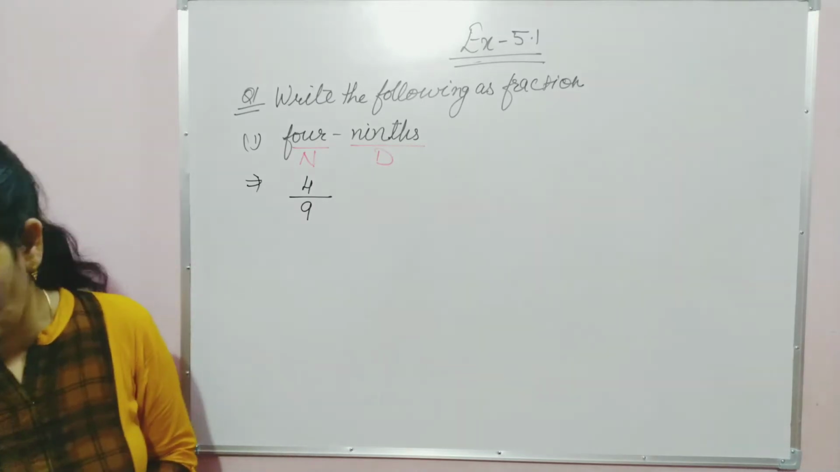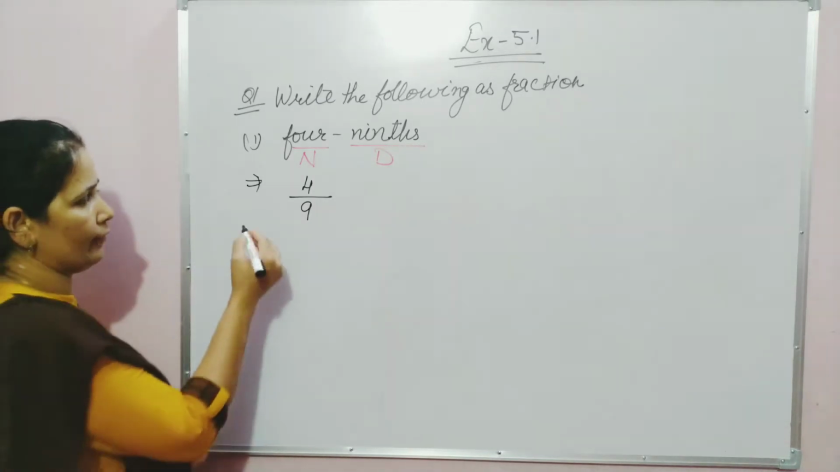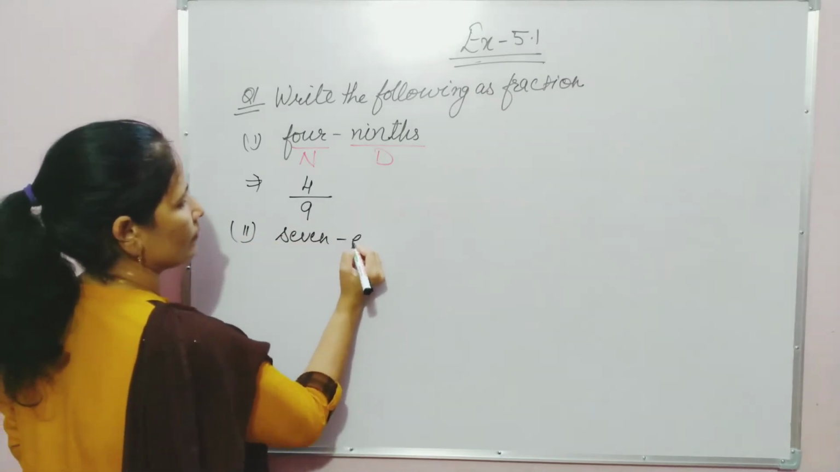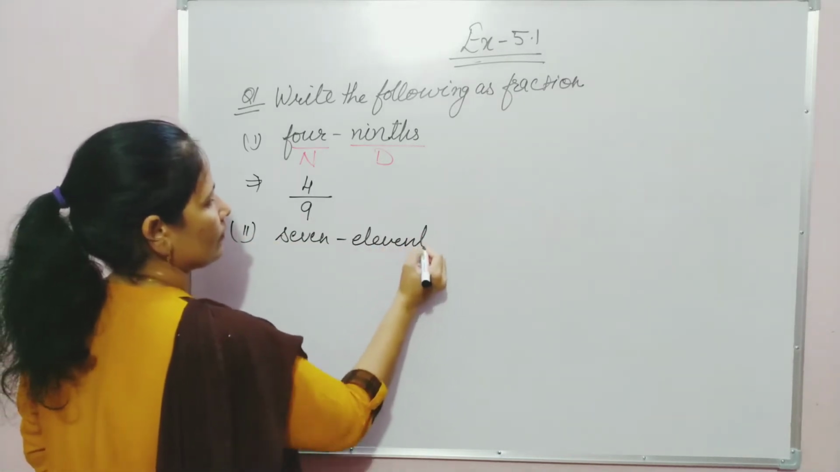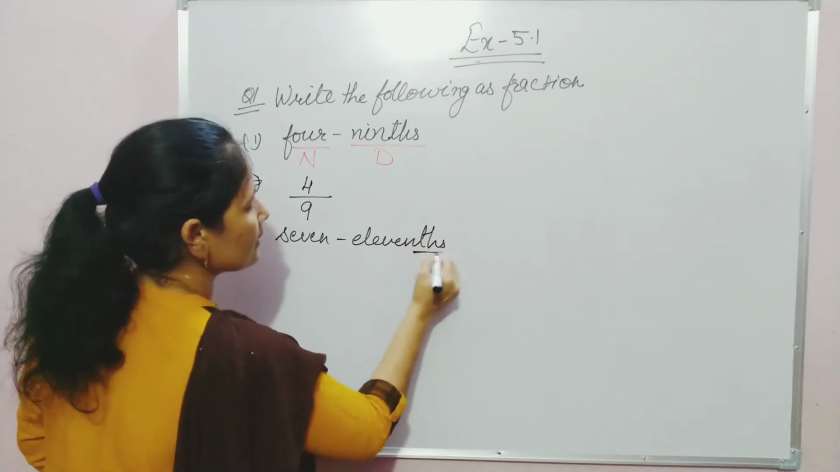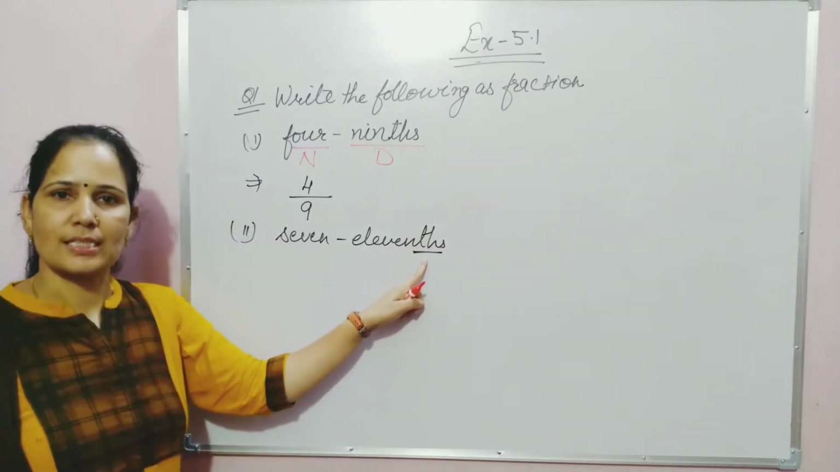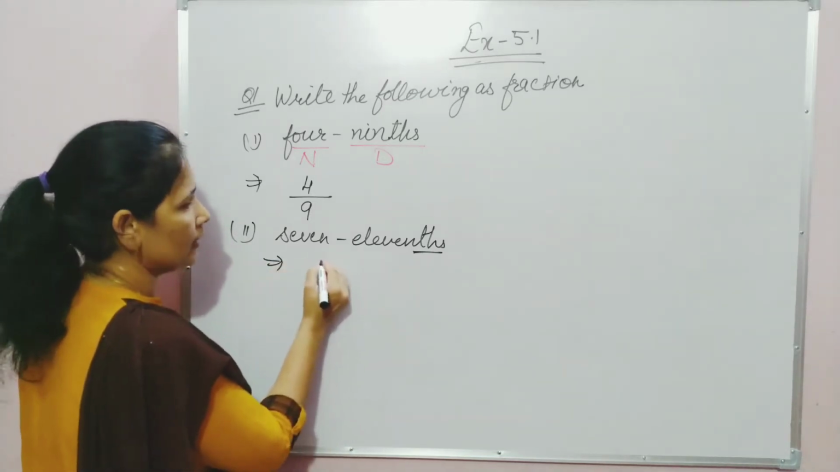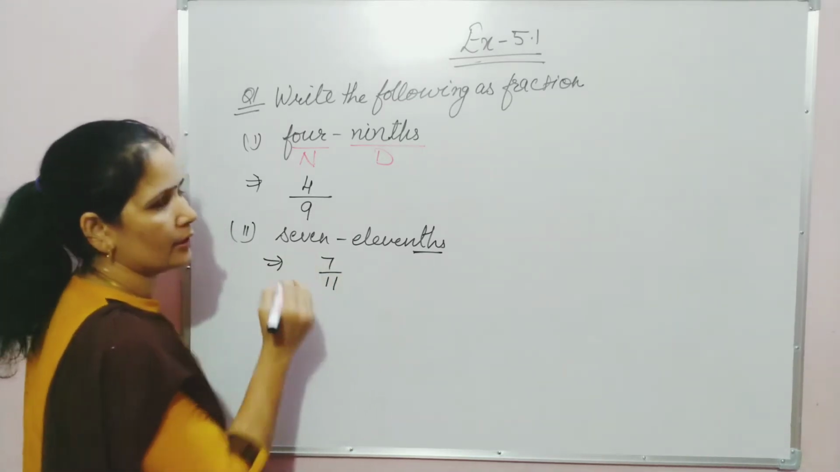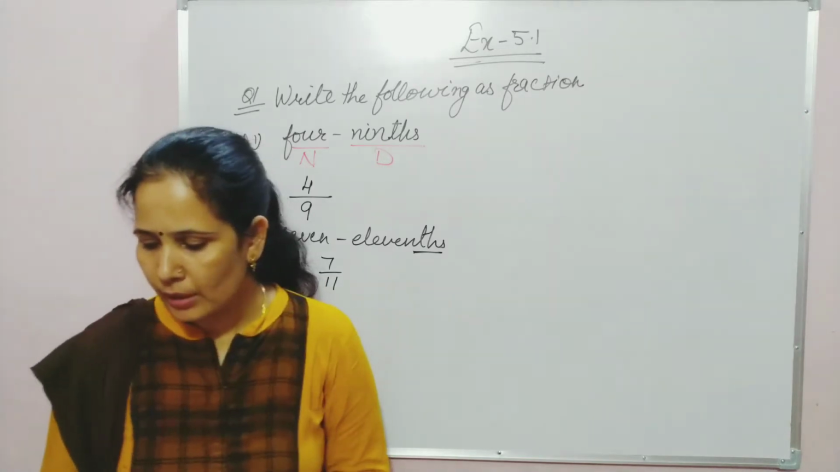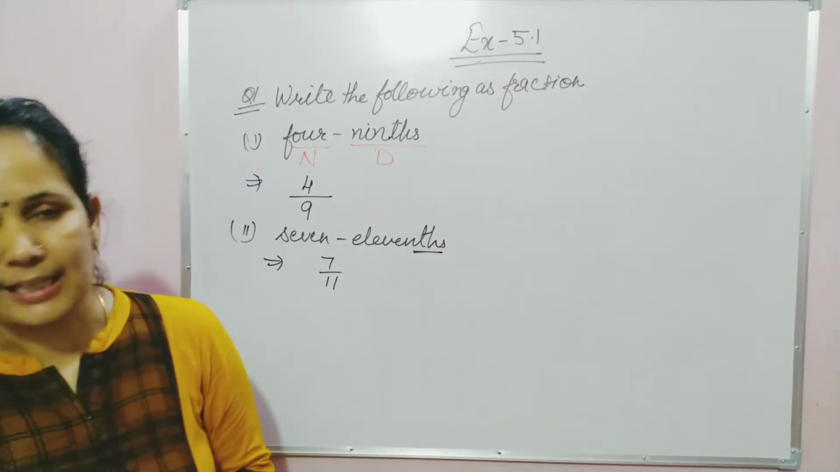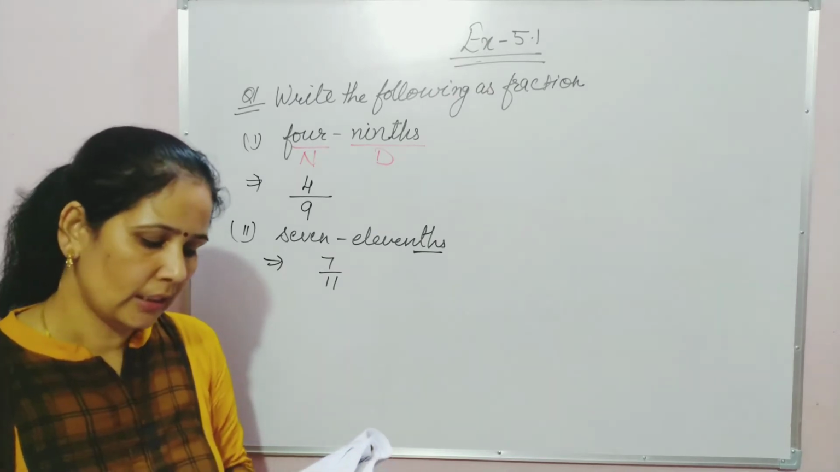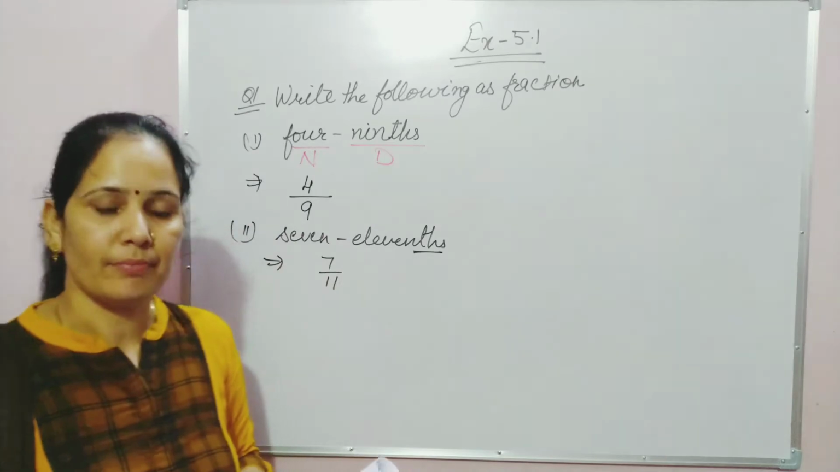For example, another one is 7/11. As the word is written THS, it indicates the denominator. So how to write this one in fraction? 7/11. Now this one is the fraction. Now come on to the second question. In the second question they have given fractions in words and we have to write them as numbers.